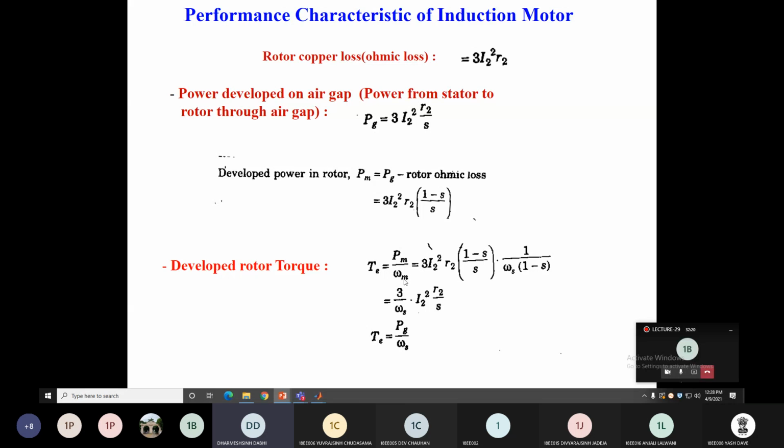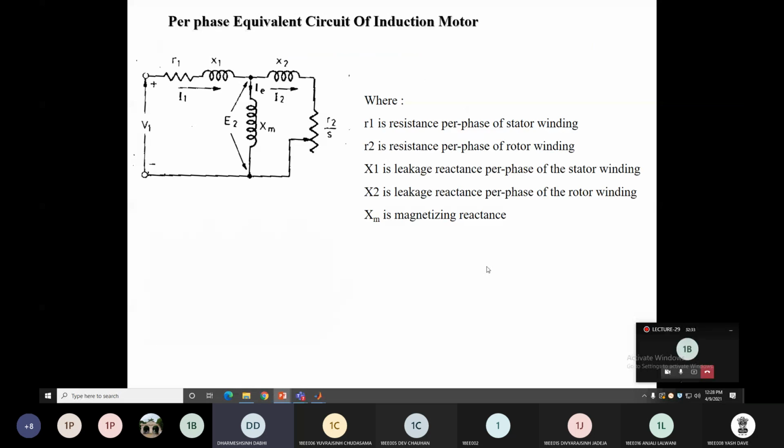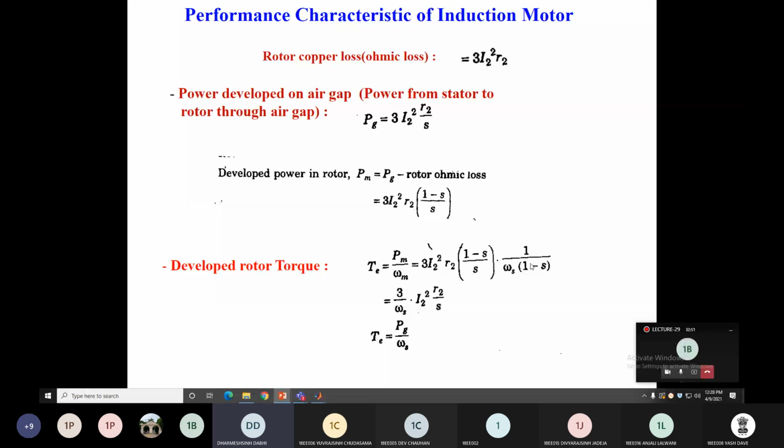So what is omega m? Motor speed. Motor speed is equal to omega S into (1 minus S), where omega S is the synchronous speed and S is the slip, as we have seen in the previous slide's equation of slip. So omega m is equal to omega S into (1 minus S). We replace omega m with this equation, and you get the equation of torque, this one, 3 divided by omega S.